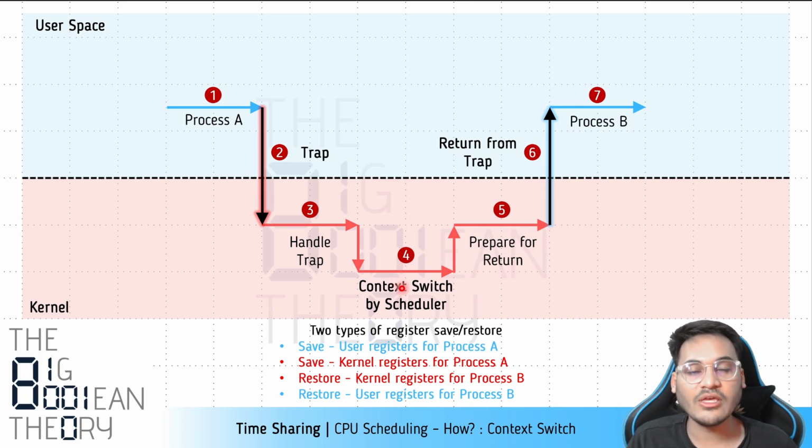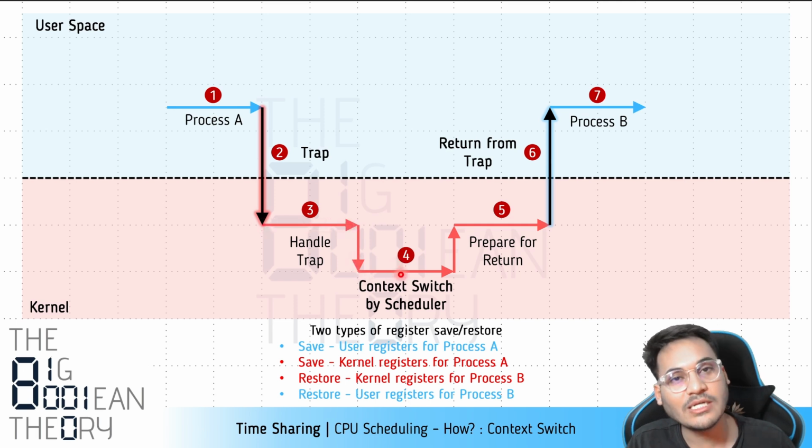So that is why we have two different pairs of saves and restores. Here we are taking the snapshot of execution of the user code. The registers here are reflecting the user code execution, but from this point onwards, we are executing the kernel code, right? So this part is executing the kernel from the perspective of process A.